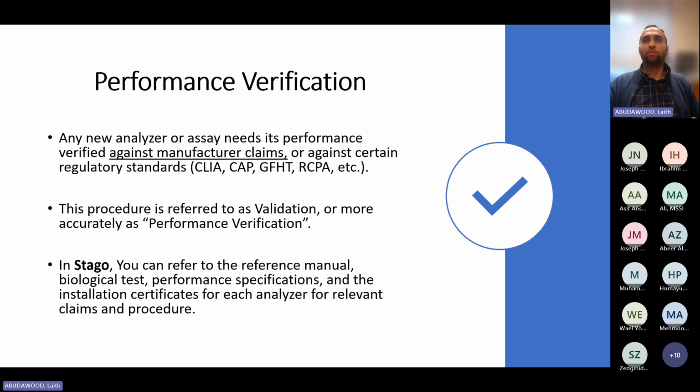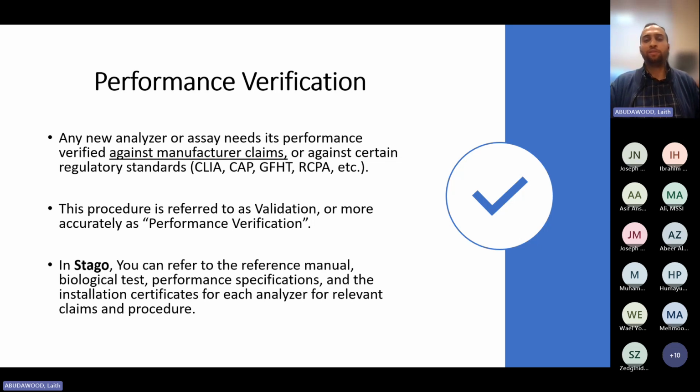Now, validation in the lab usually is thought of as follows. So I get a new analyzer from Stago, Sysmex, whatever. Stago says my analyzer can do so and so and so. I, as a customer, need to verify: is Stago just telling me stuff to sell me the analyzer? Or is this analyzer really working as Stago is claiming? So I, as a customer, must verify Stago's claim, because otherwise there's a conflict of interest.